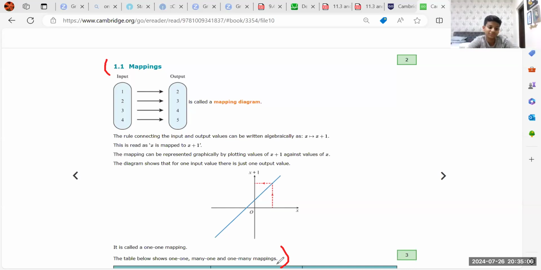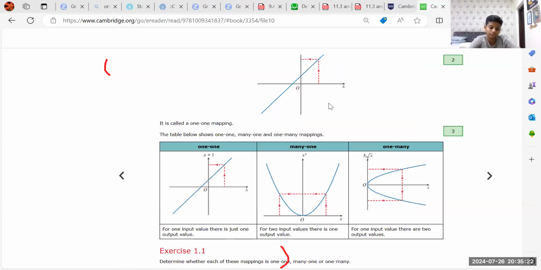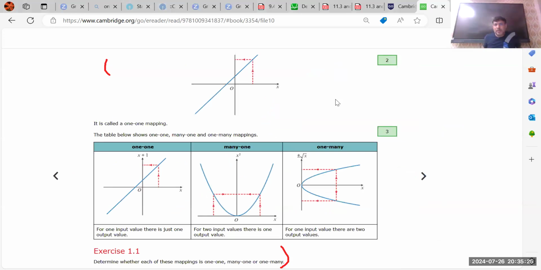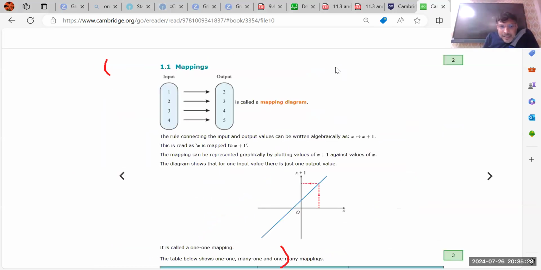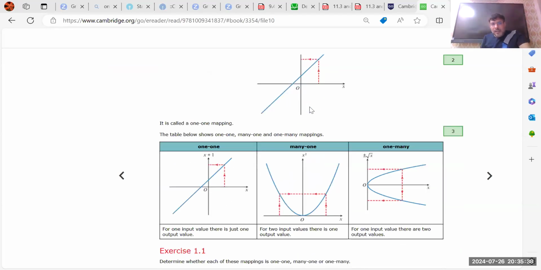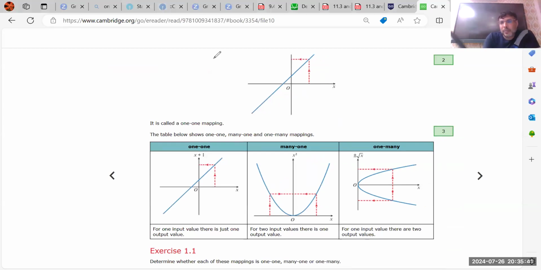The diagram shows that for one input value, there is just one output value. It is called a 1-1 mapping. The table below shows 1-1, many-1 and 1-many mappings. Okay guys, see, one value went, one value came, and we got one value. This is a 1-to-1 mapping. Now when we have a diagram y equal to x square, this is the graph of y equal to x square.